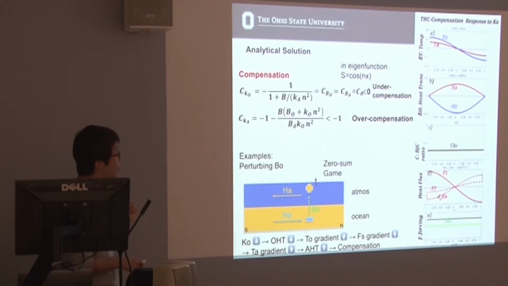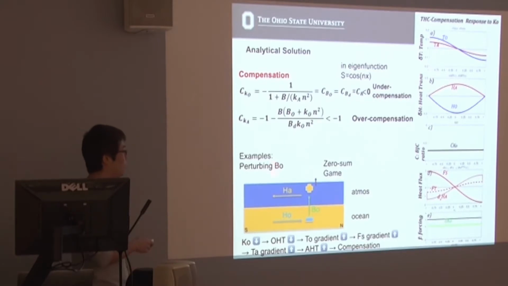less energy goes into the atmosphere. So the atmosphere in the south will warm, and in the north will cool. So we have a larger temperature gradient in the atmosphere. Since the temperature gradient in the atmosphere becomes larger, we have an intensified northward atmosphere heat transport. In this case, these two heat transport responses are compensating.